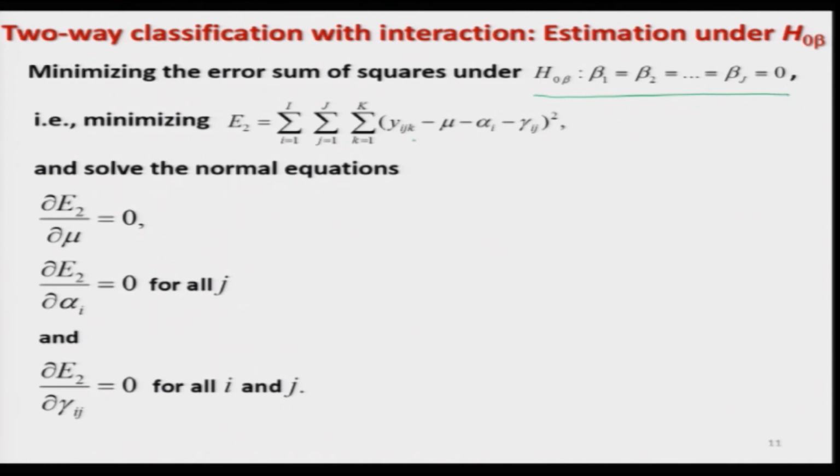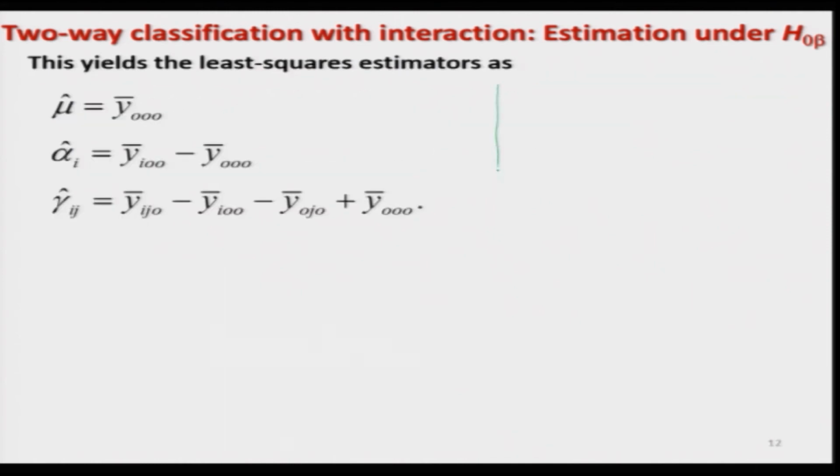Write down the model y ijk is equal to mu plus alpha i plus gamma ij plus epsilon ijk, and then minimize the sum of squares due to random errors epsilon ijk, and this sum is indicated here by the term E2, right. If you partially differentiate E2 with respect to mu, alpha i and gamma ij, you get the normal equations, you simply solve them and then you will get the estimators of mu, alpha i and gamma ij like these.